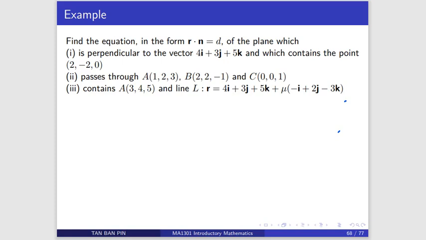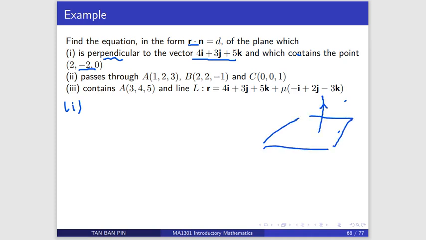In this example, you're supposed to find the equation of a plane of the form r dot n equal to d, and there are three parts. The first part is perpendicular to the vector 4i plus 3j plus 5k and contains the point (2, -2, 0). So in part 1, the normal vector is given already.